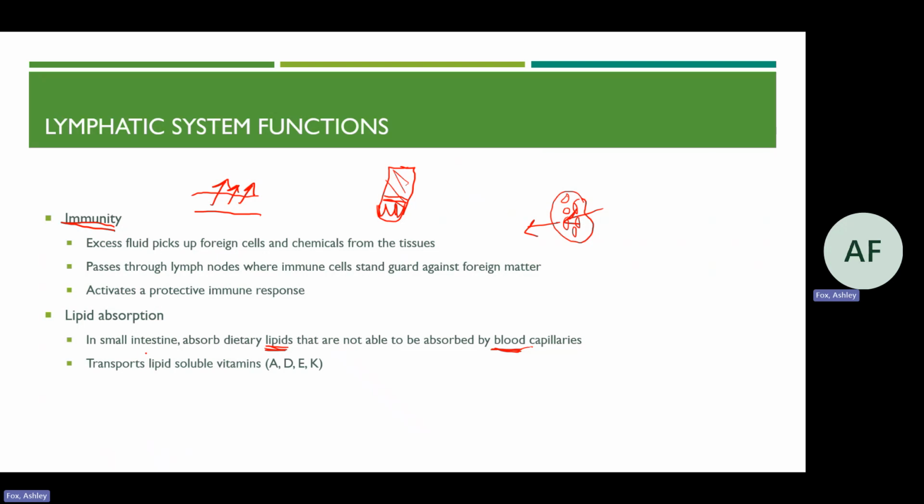And since this is where fat that you eat is absorbed into your lymphatic system and then goes into your venous circulation, it also helps move fat soluble or lipid soluble vitamins, which are your A, D, E, and K.